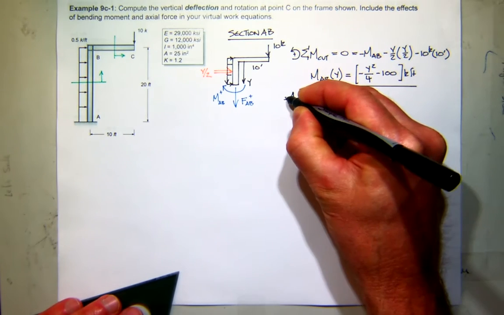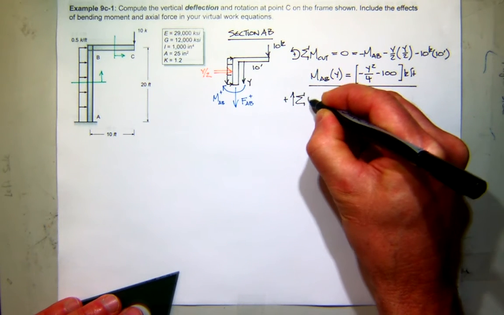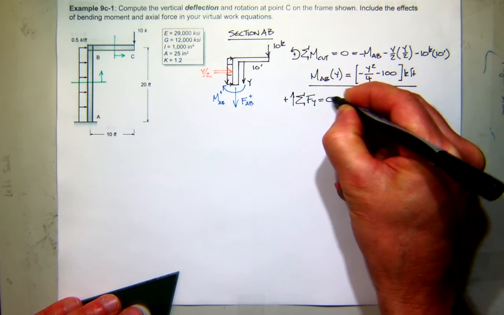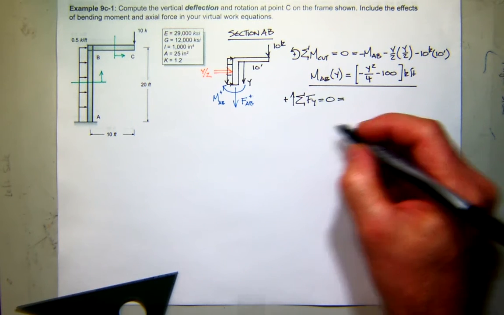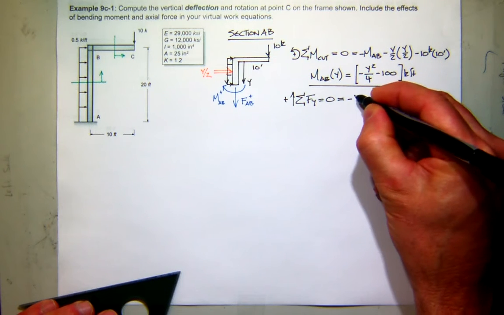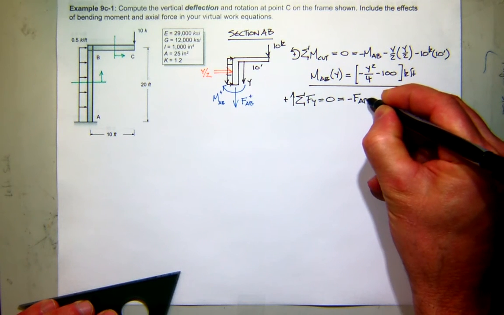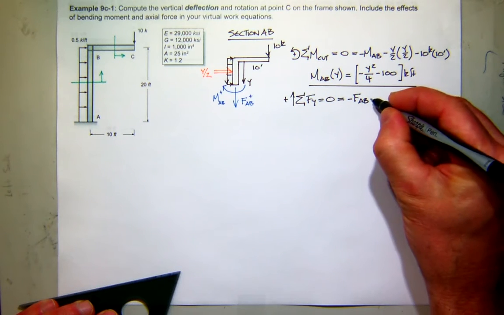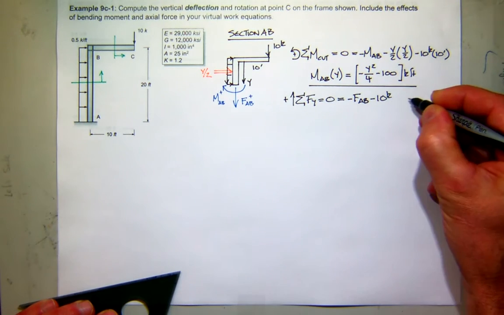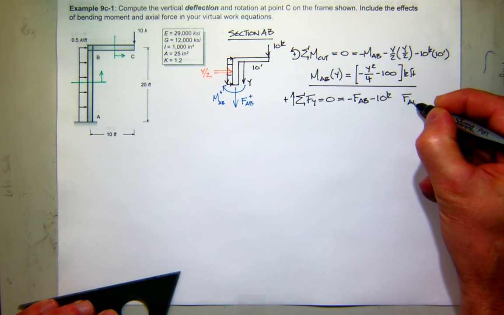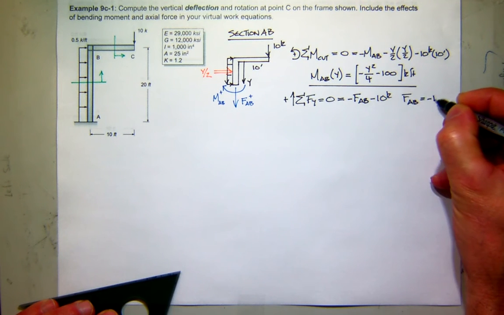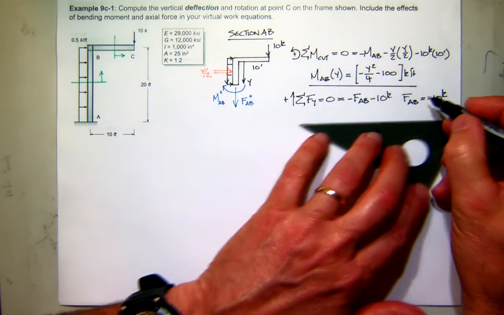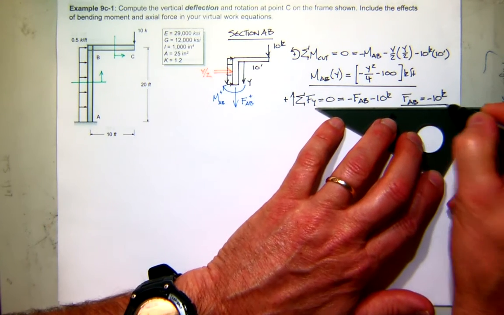So while I'm here, I'll go ahead and pick up the force, my real force, and I'll get that just by summing the forces in the y direction. And when I do that, I have my force in AB going down. That's negative. And the other force I have is 10. It's also down. So it looks like the force in AB is minus 10 kips. So AB is in compression.